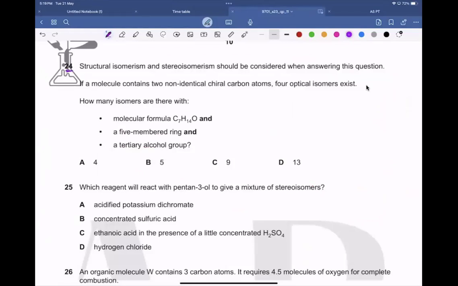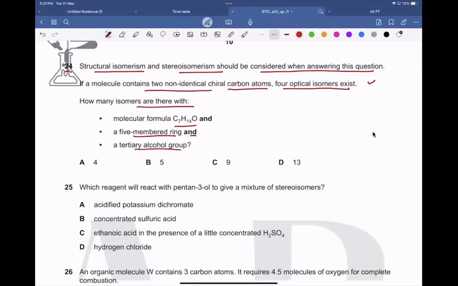Now question number 24. Structural isomerism and stereoisomerism. From here onwards, you are going to see the questions from organic. Both types of isomerism should be considered when answering this question. If a molecule contains two non-identical chiral carbon atoms, four optical isomers exist. How many are there with the molecular formula C7H14O, a 5-membered ring, and a tertiary alcohol group? Okay, so we have to draw it and make it.